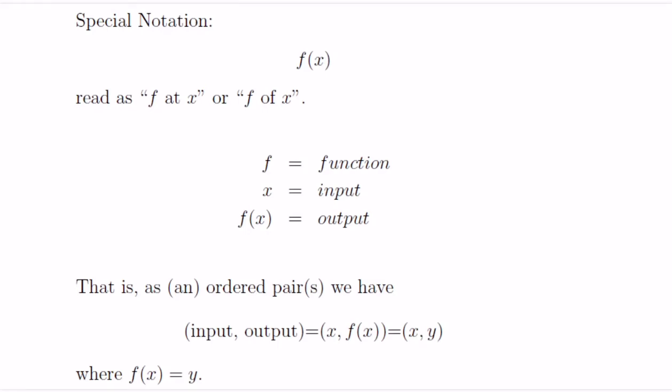So we have the notation f of x, or f at x. Our f is our function, x is our input, or x is in our domain, and f of x is our output. So f of x will be in our range. That is, we have an ordered pair, input, output: (x, f(x)) or (x, y), because we usually equate f of x as y.